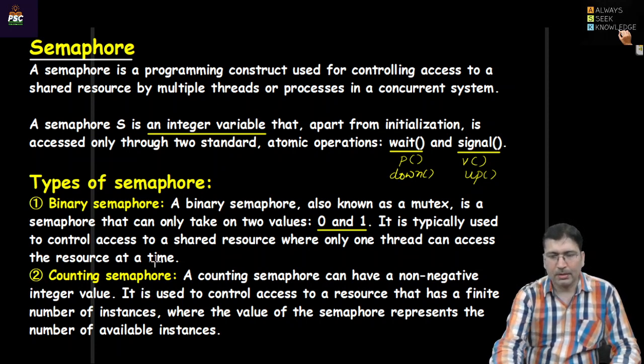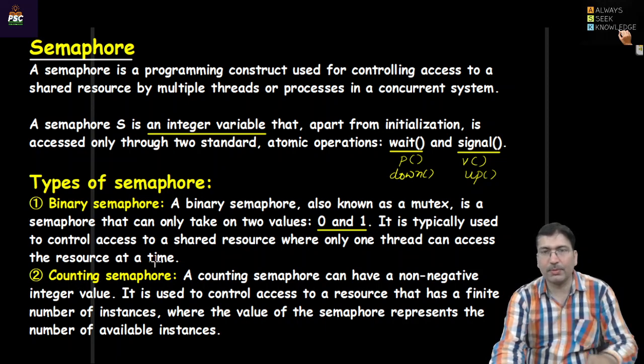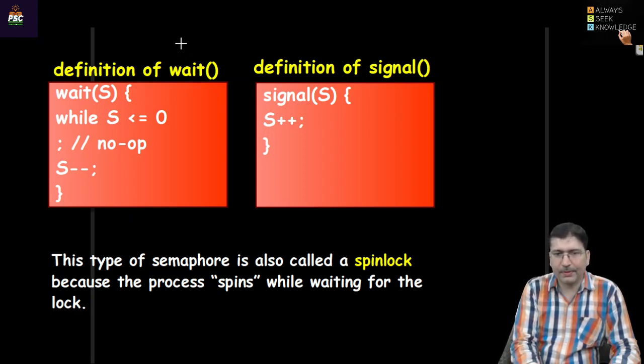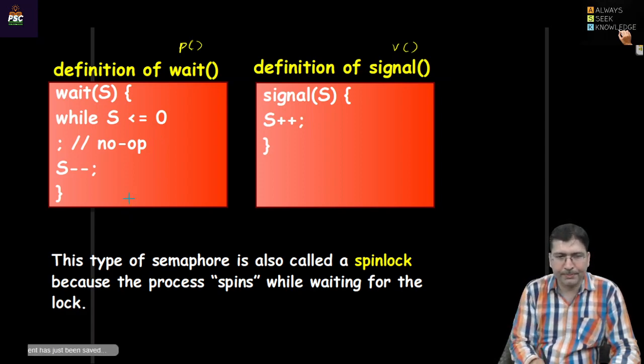Now let's discuss how we can perform these operations. I have written here the definition of wait and signal operations. So this is the P operation and this is the V operation. Please do remember, this is very important because in questions sometimes you find P and V operations, sometimes signal and wait operations. So this is the wait operation.